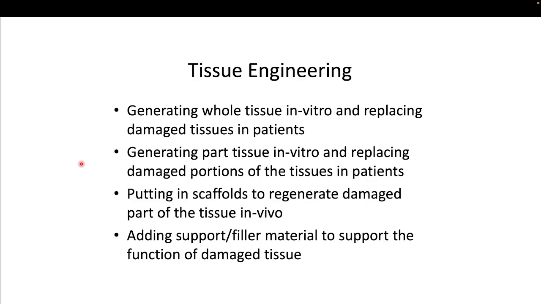So what you do is, instead of just putting the entire tissue into the patient's body, you take the scaffold. Scaffold is nothing but the ECM matrix that would be present around the tissue. You just put that into the patient's body and let the patient's body heal itself. The cells will then start integrating into the scaffold, and then they'll start building the tissue bit by bit. Or it could be adding support or filler material to support the function of the damaged tissue. So all of this comes under tissue engineering.